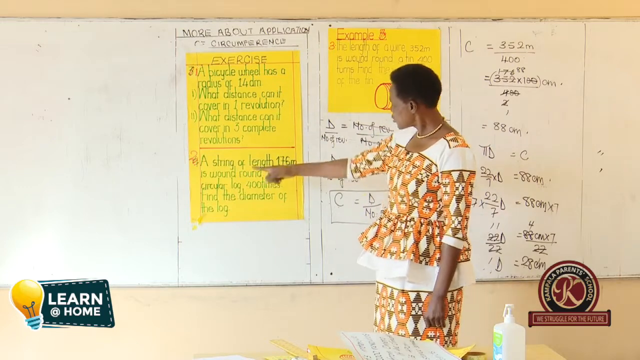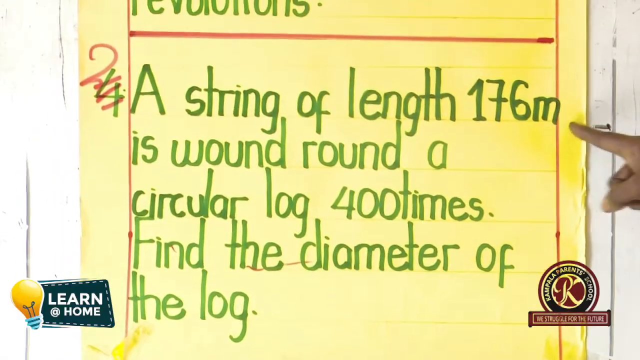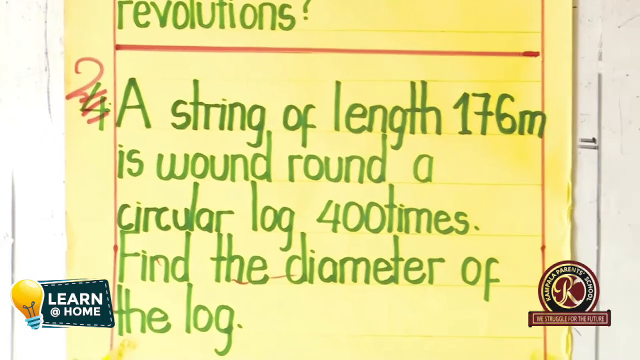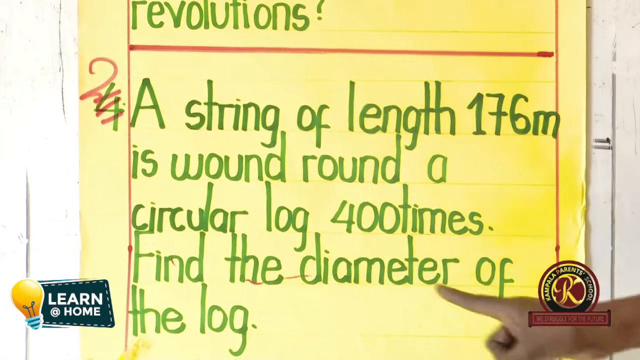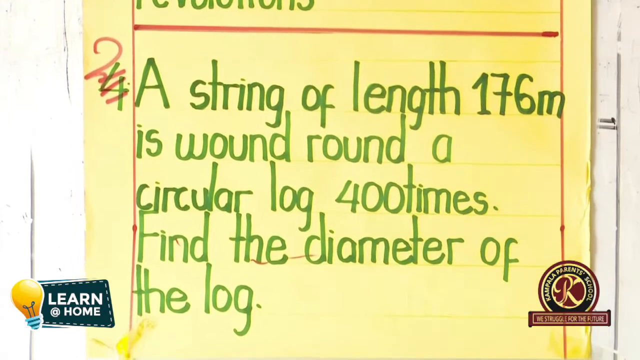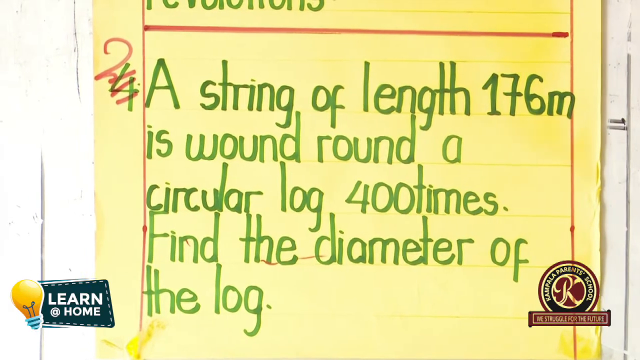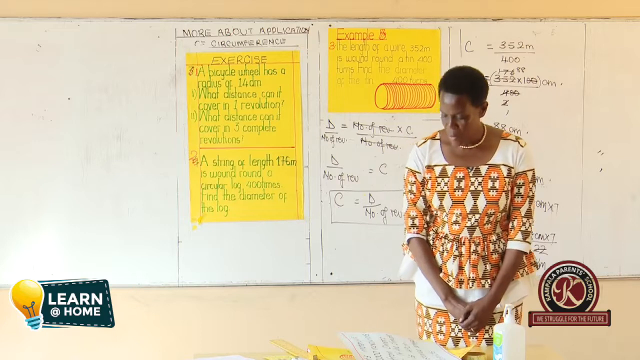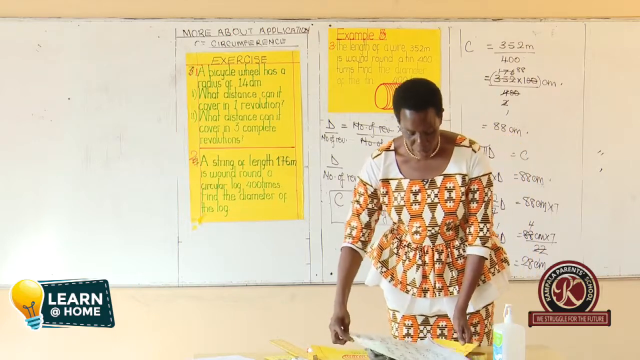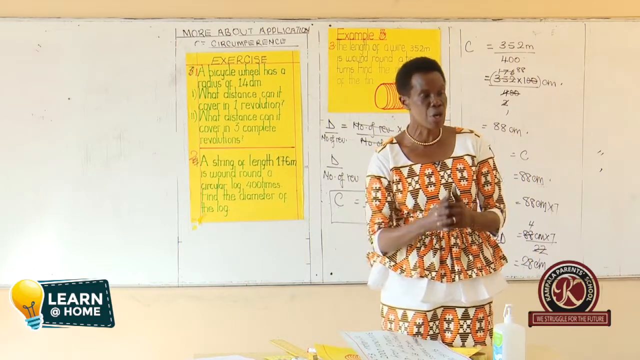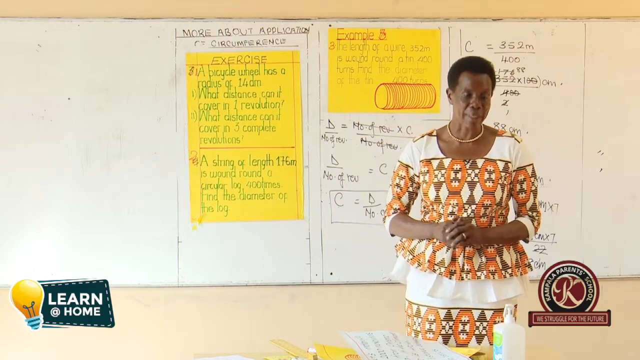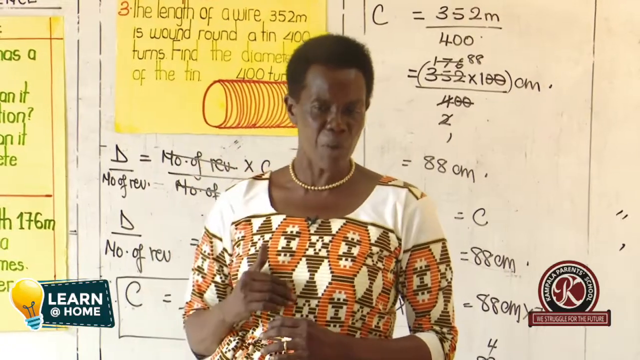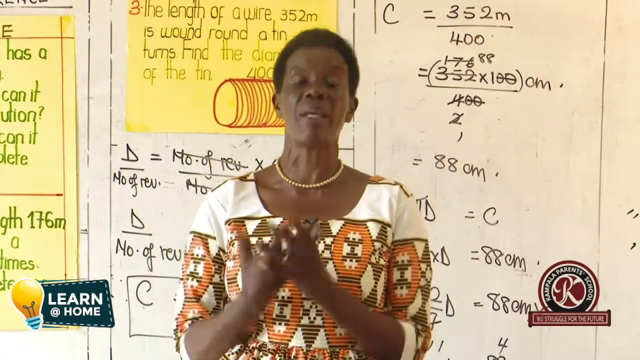Number 2, a string of length 176 meters is wound round a circular log 400 times. Find the diameter of the log. So from there, I wish you the best, but what I encourage you to do is to always do your work. Don't miss doing this work, and that's why some people, when they bring another piece of work, get confused, because they have not been following up the work.